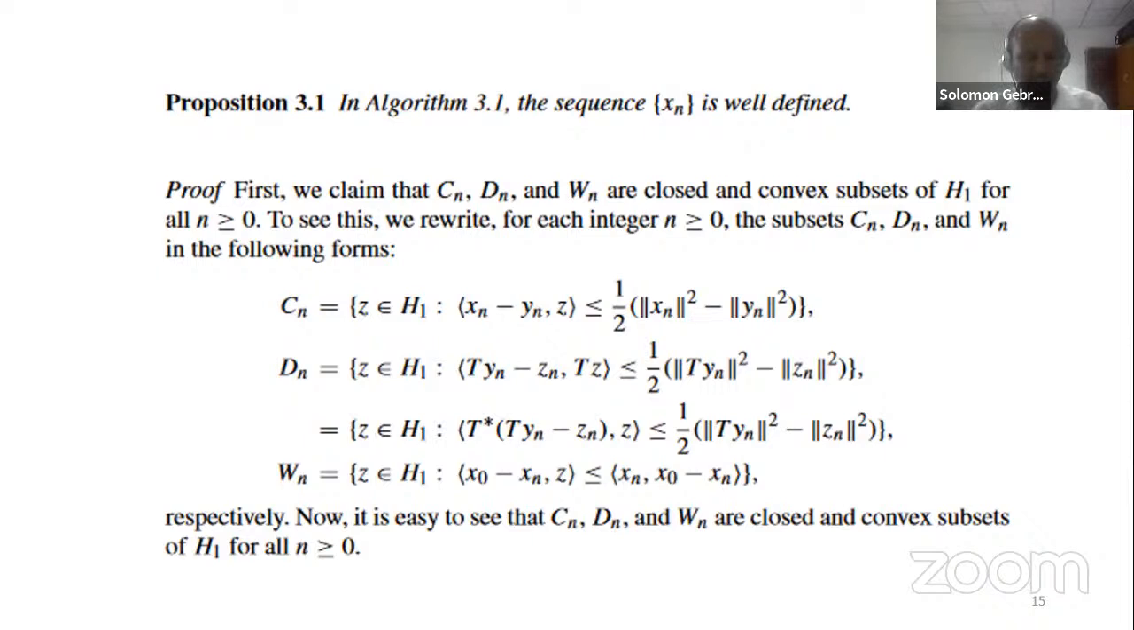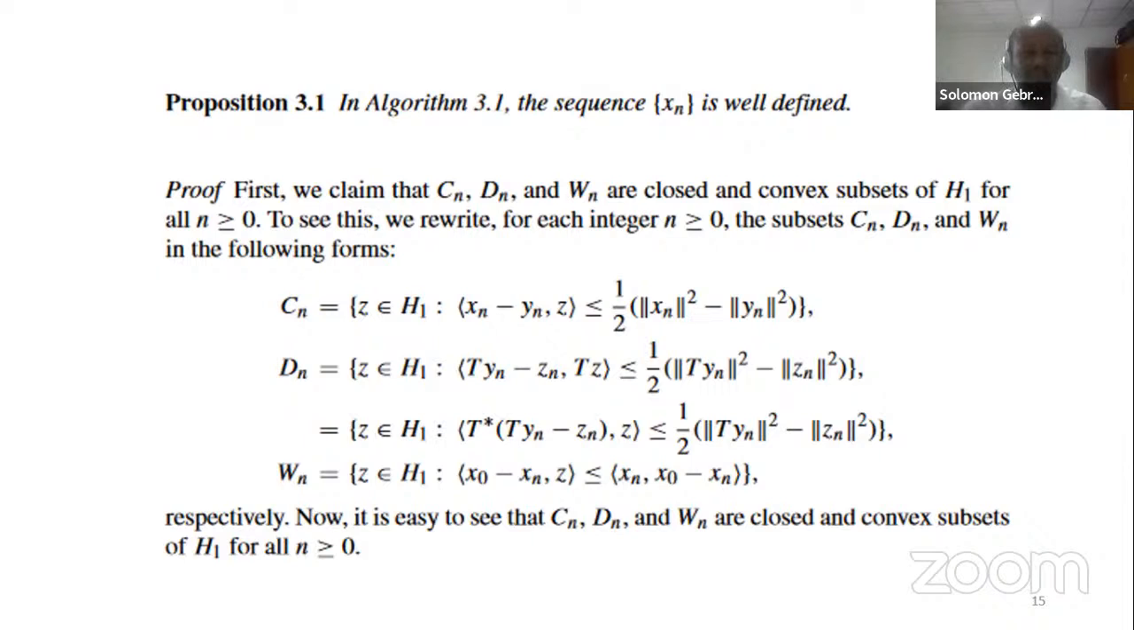And we know the definition of half space. In order to show it is a half space, they use the property of the inner product. Because the norm of y_n minus z less than or equal to the norm of x_n minus z is the expression in set C_n, we can change this into an inner product, and rearranging, we can write C_n in this form, and D_n also, and W_n also. So these are written in the form of half spaces, and we know that a half space is closed and convex. Very simple to show that.